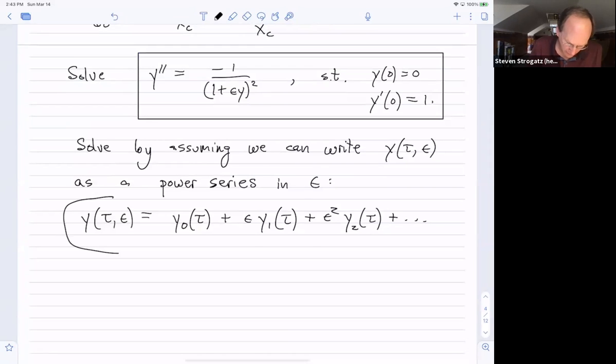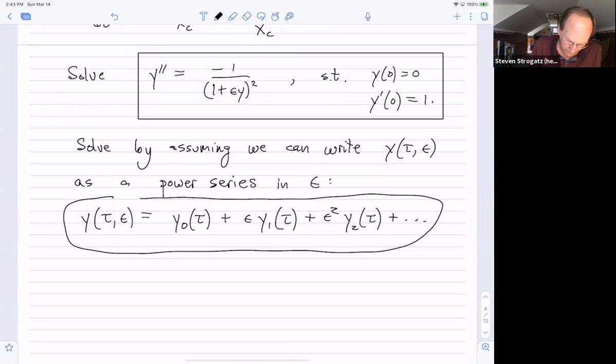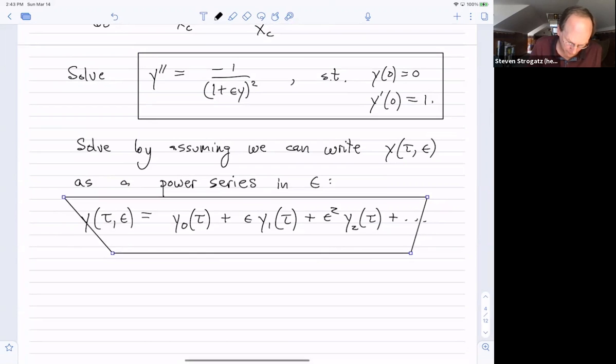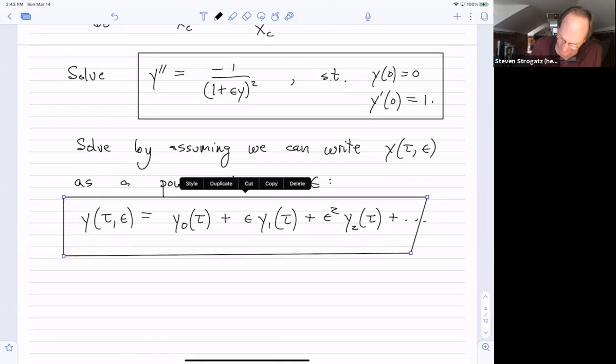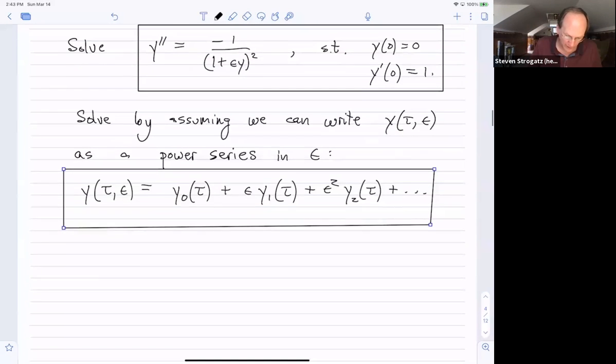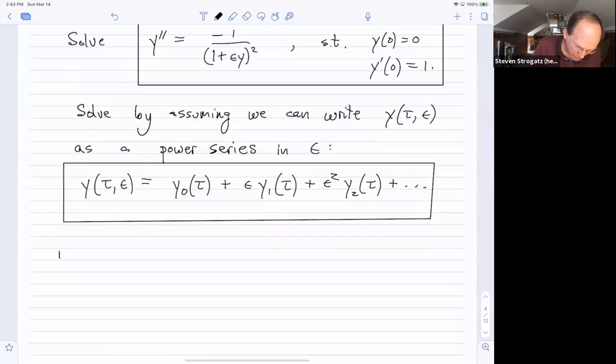So let's take this and plug it in. So plug that in. We also have to convert the initial conditions in terms of these new variables, y0, y1, and so on. So we can do all of that. But let's see, is it time to do that yet? Yeah, we might as well while we're thinking of it. So what would happen to the initial conditions? And then we'll see what happens to the differential equation.